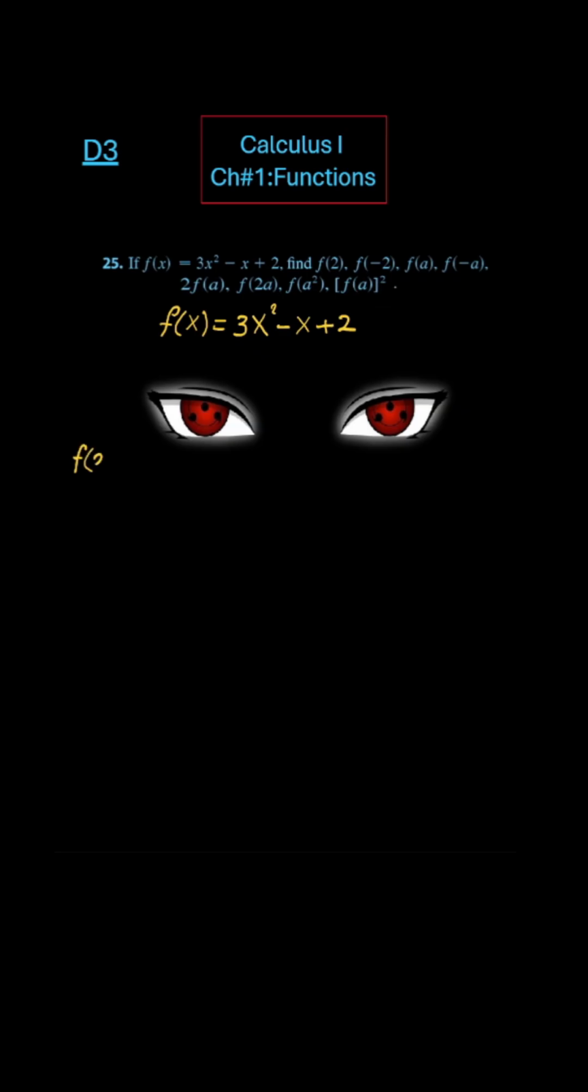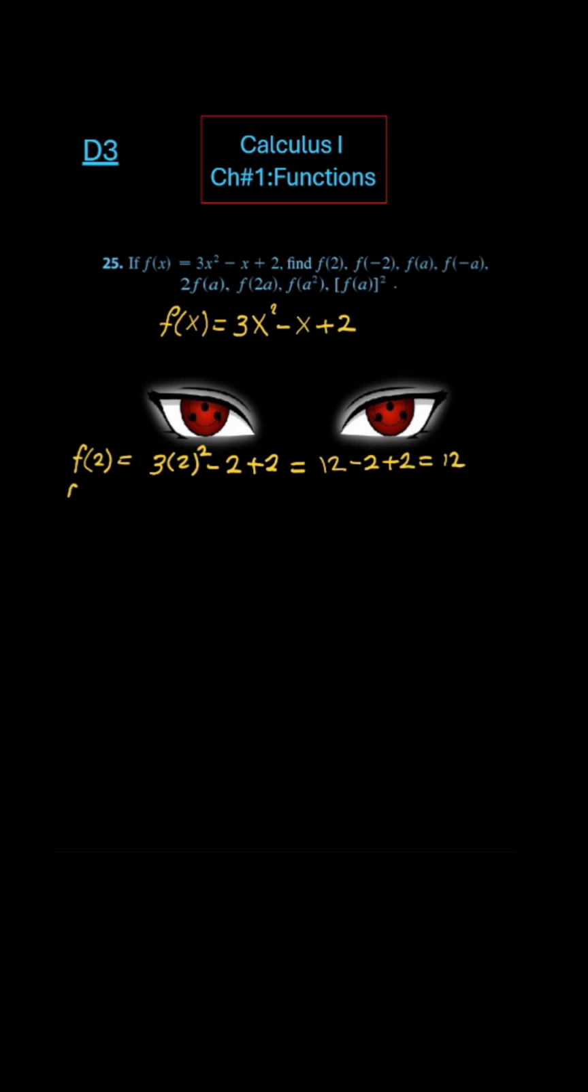First, we find the value of the function when x equals 2. To do this, we replace x with 2 everywhere in the function. We square 2, which gives 4. We multiply 3 by 4, which gives 12. Then we subtract 2. After that, we add 2. The final value is 12. So the value of the function at 2 is 12.